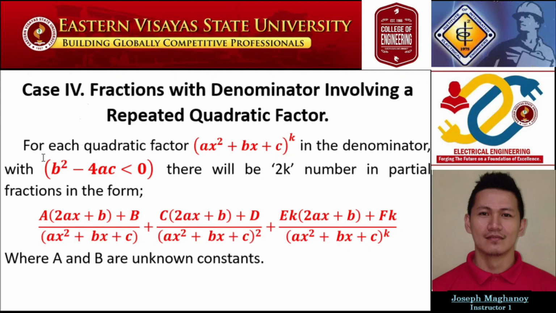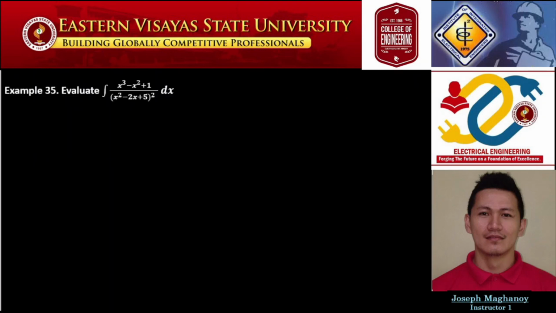Okay, so for our first example for case number 4, let's proceed. Your first example for case number 4, example number 35, can be found in your workbook on page 116. So example 35, evaluate the integral of x cubed minus x squared plus 1 all over the quantity x squared minus 2x plus 5 squared. Okay, so case number 4. So it means that we have a repeating quadratic factor at the denominator.